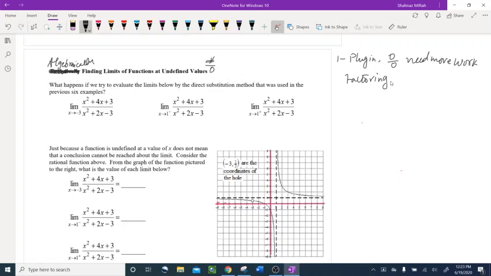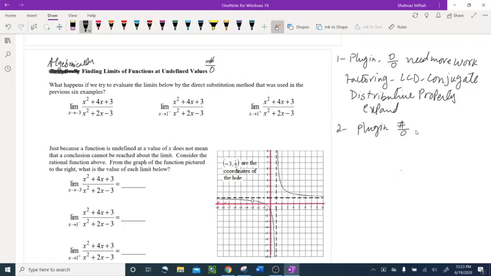Factoring top and bottom, and finding the least common denominator. You do the conjugate if you have square roots. And you use the distributive property, like foiling, or you just expand the equation. That's another one.